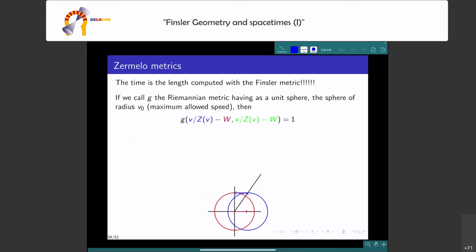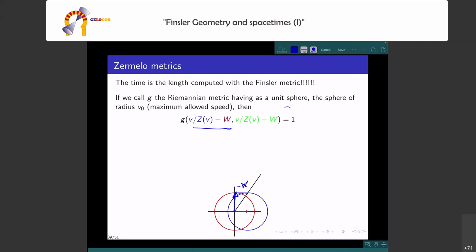More precisely, here what we know is that this quantity is a unit vector for G, for the initial Riemannian metric. Why? Because look, in this picture, this is the vector V. This vector here is V over Z(V). And then you have here minus W, and this is exactly this vector here. So this is in the indicatrix of G. This red circle is the indicatrix of G.